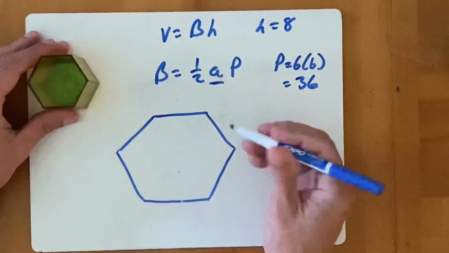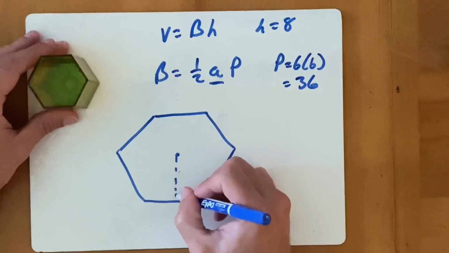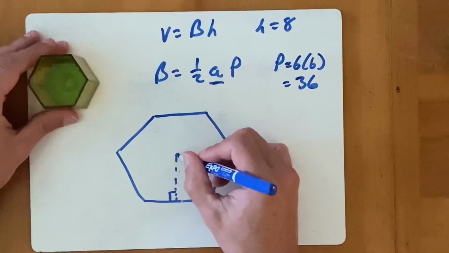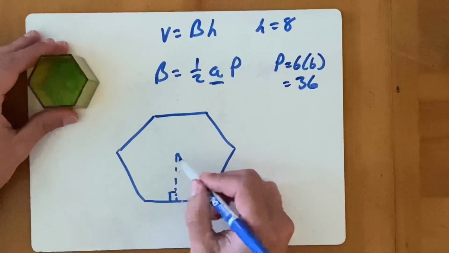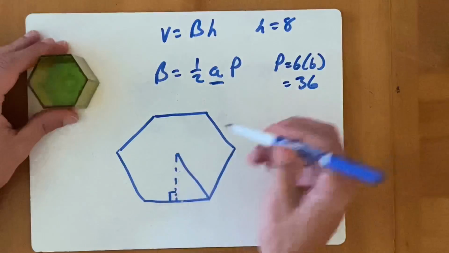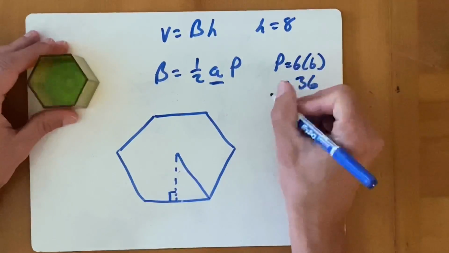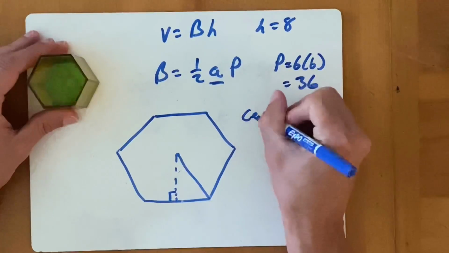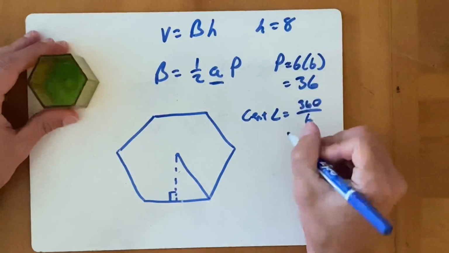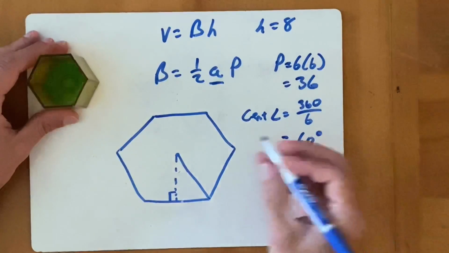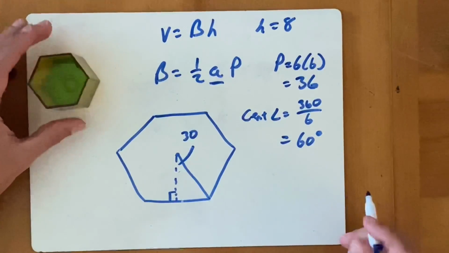Remember, we go from the center straight down. That's our apothem, perpendicular to one of the sides. Let's form a right triangle. We find our central angle and then halve it to find this angle right here. The central angle is equal to 360 divided by the number of sides, so in this case my central angle is 60 degrees. That means this angle is half that, so it's 30 degrees.